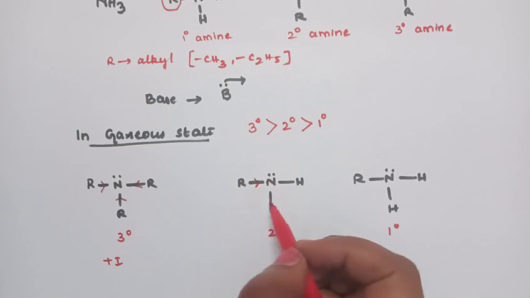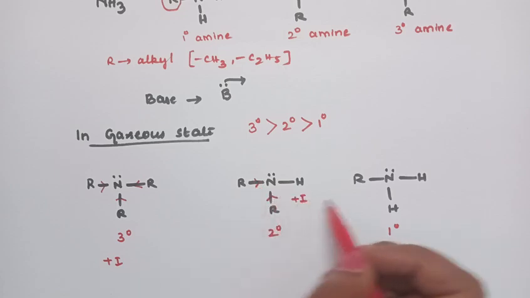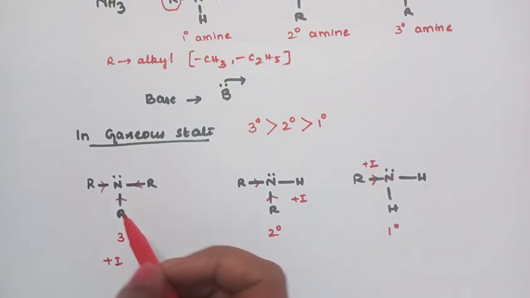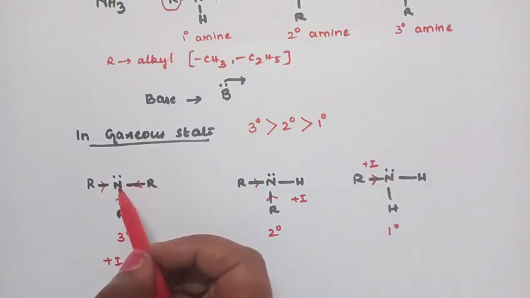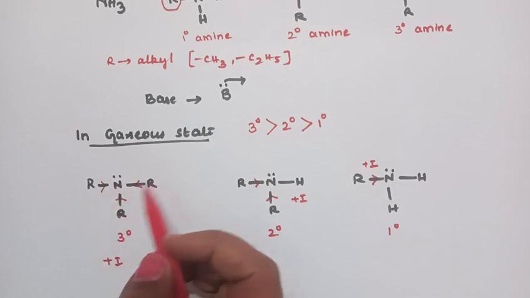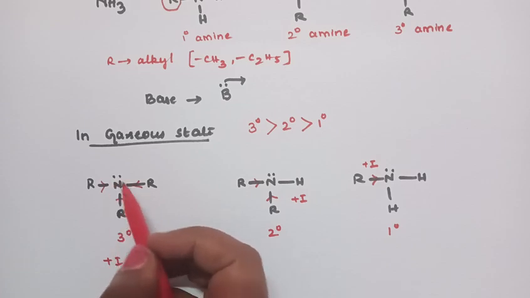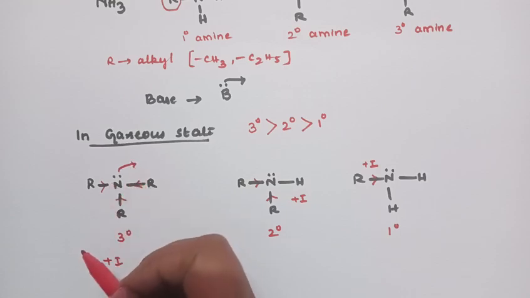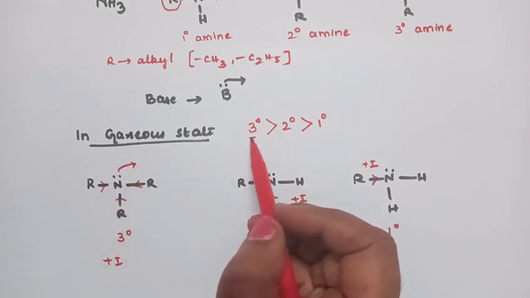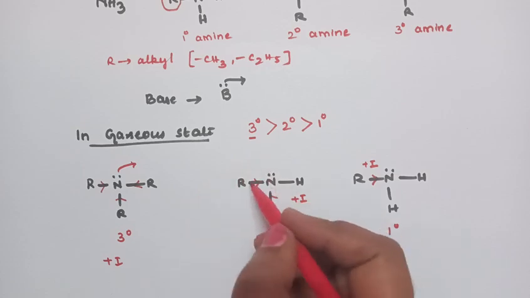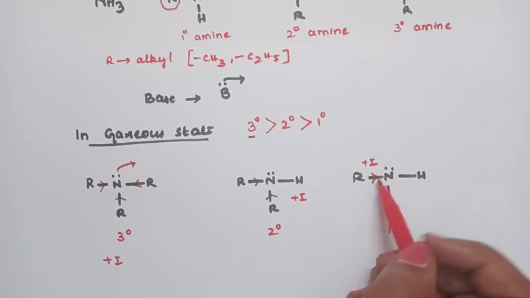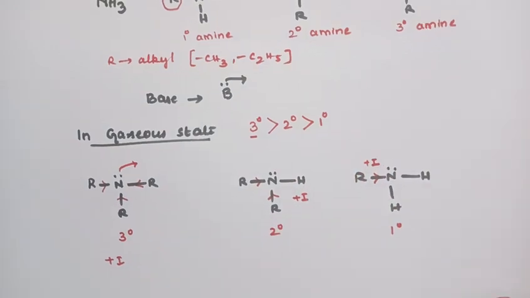Here 2 R groups are there which show plus I effect, and here there is 1 R group which shows plus I effect. So where is the electron density more on nitrogen? Here, because there are 3 R groups showing plus I effect, because of which electron density increases. So nitrogen can donate this lone pair of electrons easily. Therefore, it is more basic in nature. And here only two R groups, therefore it comes after tertiary. And here there is only one R group, so it comes last. So this is in the gaseous state.